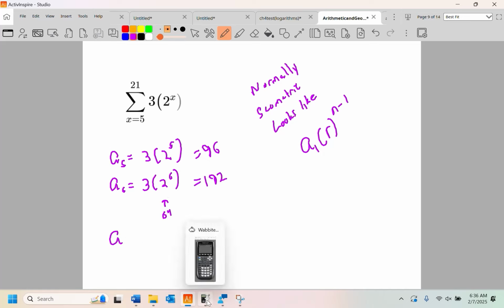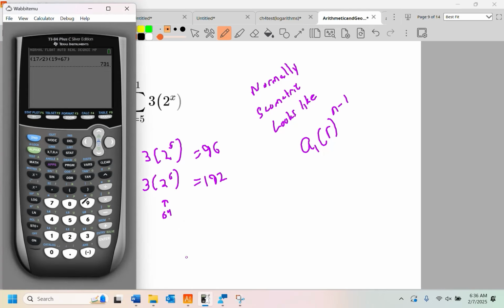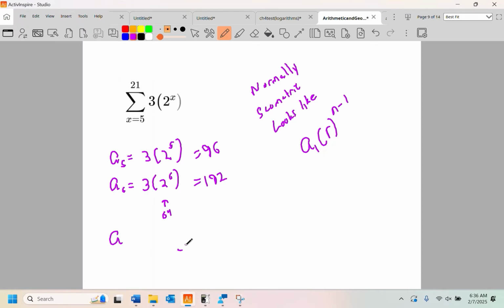Now, I suspect that the next term is 192 times 2. That's what I suspect is going to happen. All right? Actually, I know that's what's going to happen. But let's see if I'm right. Because if I am right, then I just discovered that it's geometric. And I have the first term.